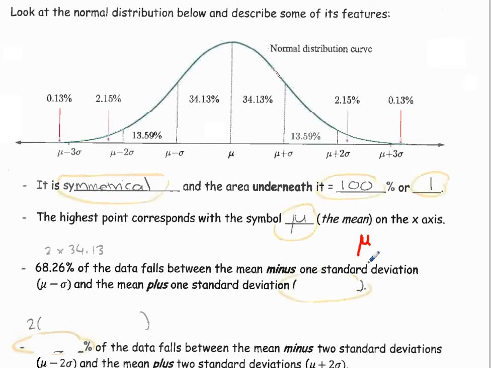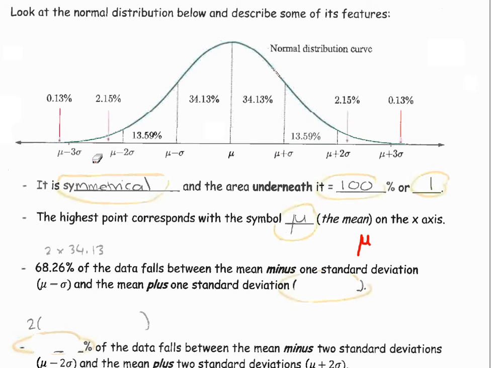So when it comes to the normal distribution, we use the symbol mu to represent the mean. Remember, in stats, we generally use a different symbol to represent the mean. But when we're doing the normal distribution topic, we use the symbol mu to represent the mean. So the highest point of the bell curve of this normal distribution corresponds with the symbol mu, which is the mean, on the x-axis. The x-axis, of course, is the horizontal axis.